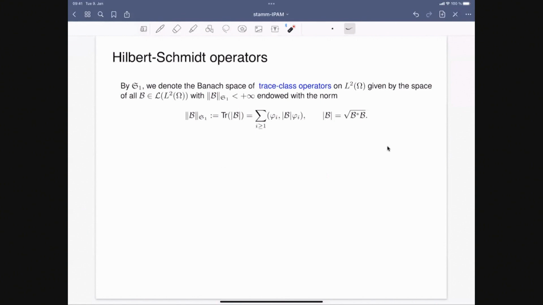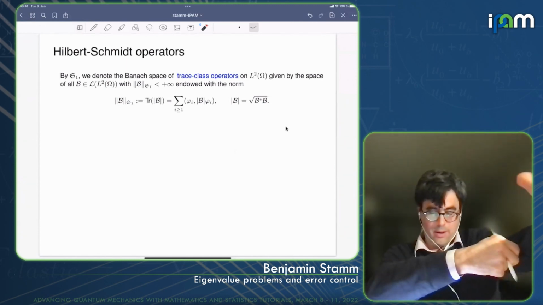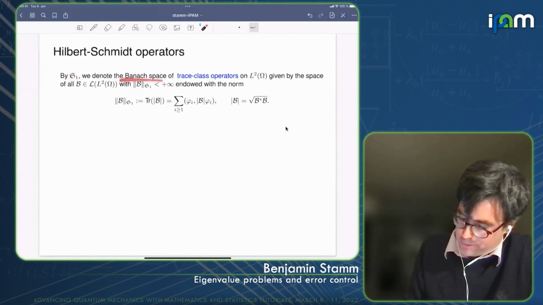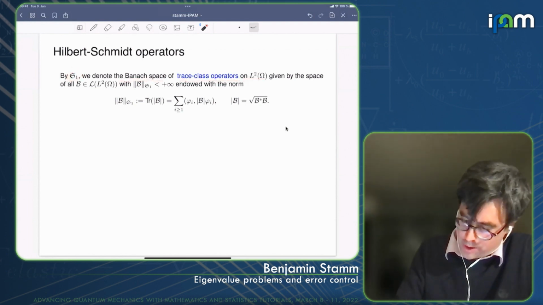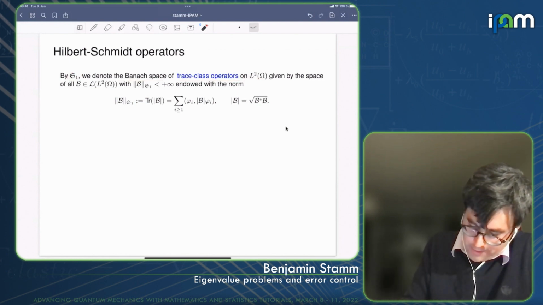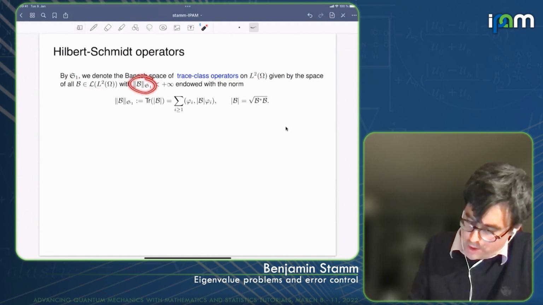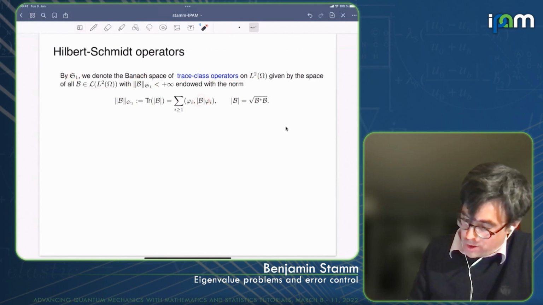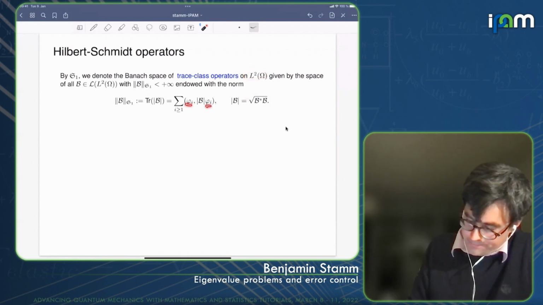We have seen operators, so you can also formalize them in spaces. First, sigma 1 is a Banach space of traceless operators on L2. So these are operators from L2 to L2. It's given by the space of all linear operators from L2 to L2 with a certain finite norm. The norm is given by the trace of the absolute value of the operator, which is defined in this sense for any orthonormal basis phi_i of L2.